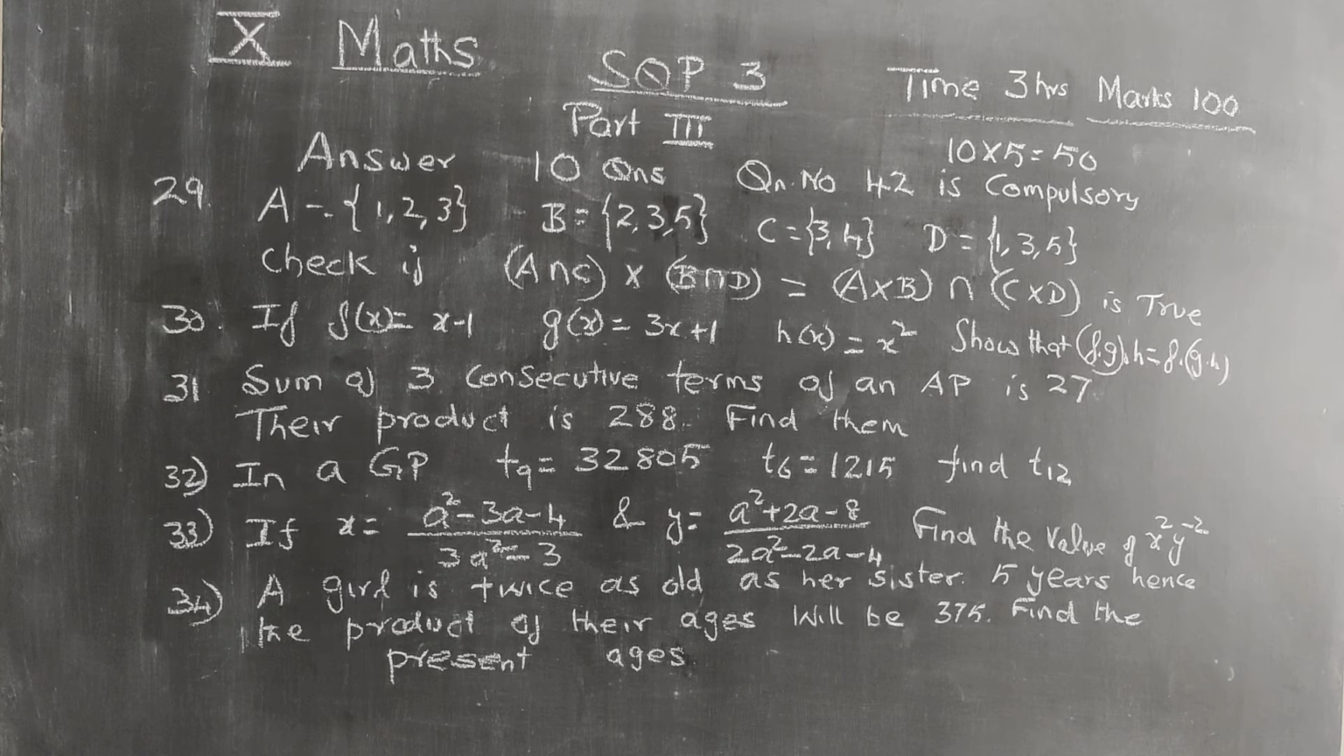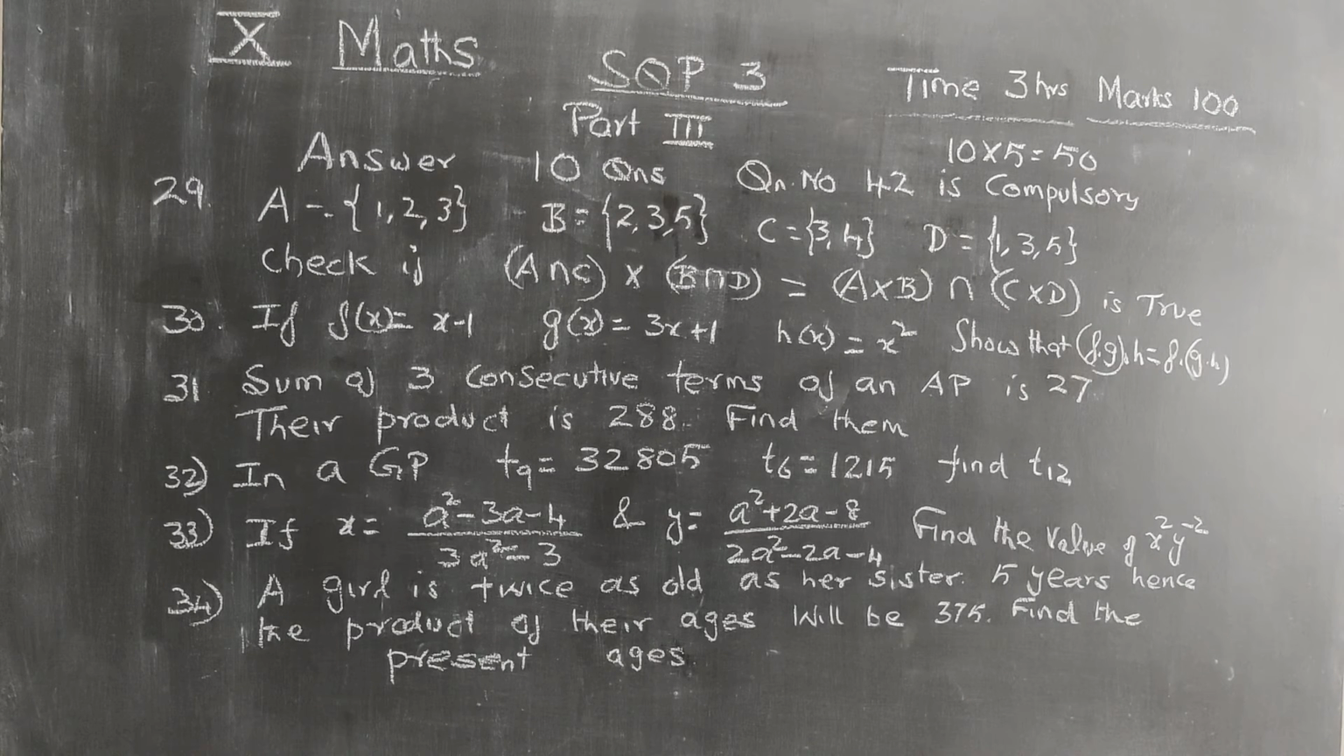Question number 32. In a GP, T9, ninth term is 32,805. Sixth term is 1,215. Find 12th term. Question number 33. X equal to a square minus 3a minus 4, the whole thing divided by 3a square minus 3, and y equal to a square plus 2a minus 8 divided by 2a square minus 2a minus 4. Find the value of x square into y power of minus 2.